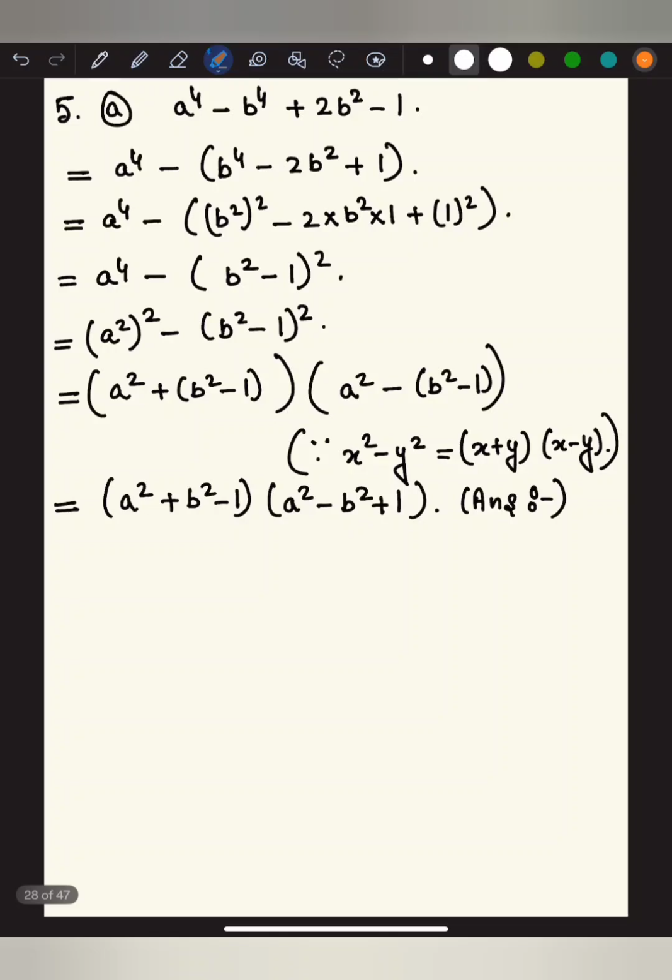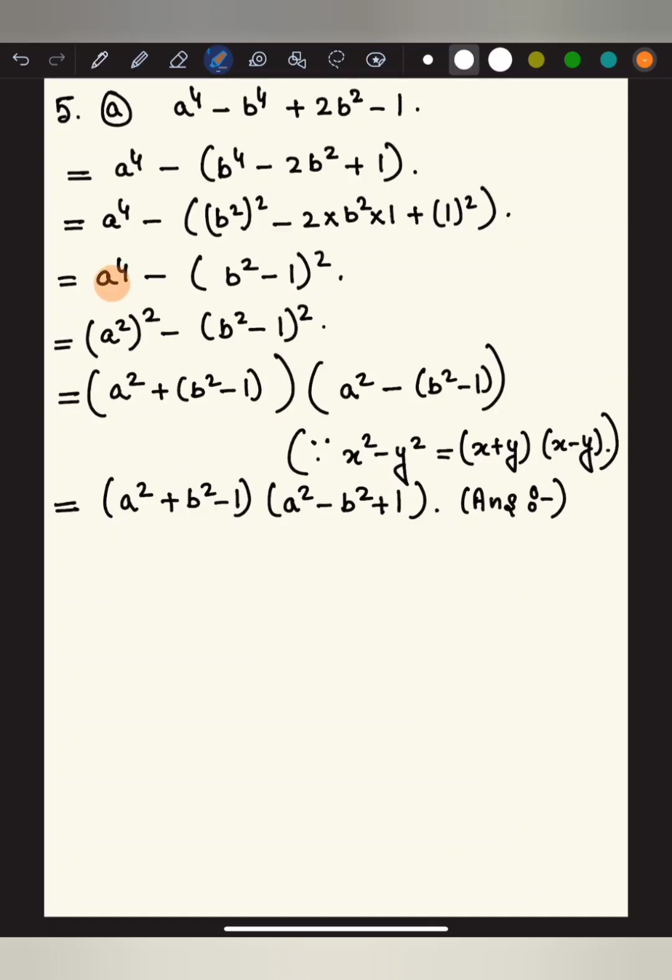Okay, let's come to question number 5, subpart A. We need to factorize this: a to the power 4 minus b to the power 4 plus 2b squared minus 1. Look here, first of all let us keep this a to the power 4 as it is, because if we take minus from these three terms we get b to the power 4 minus 2b squared plus 1, which is the formula of (b squared minus 1) whole squared. So that is what I have done.